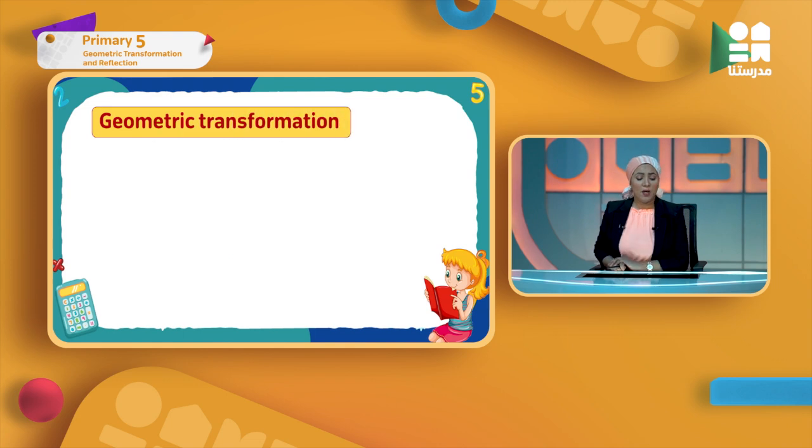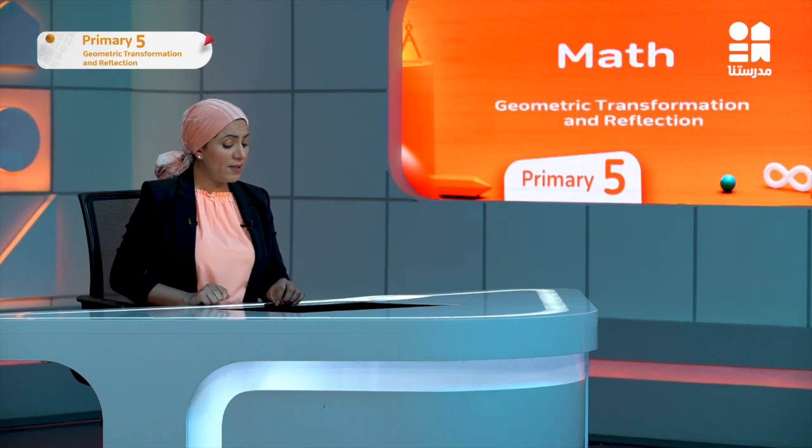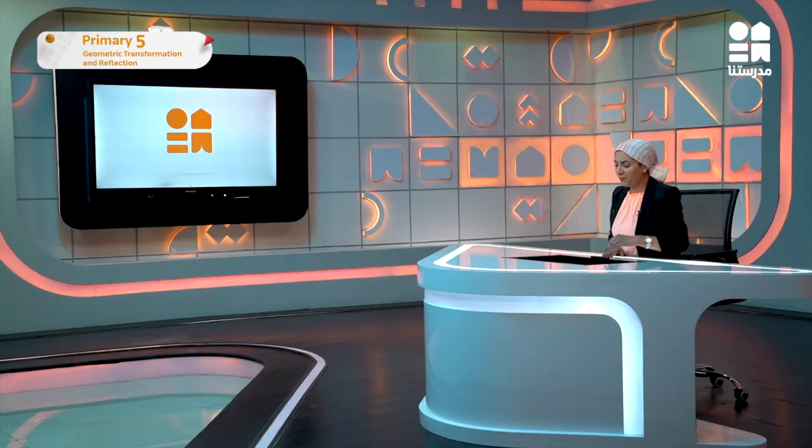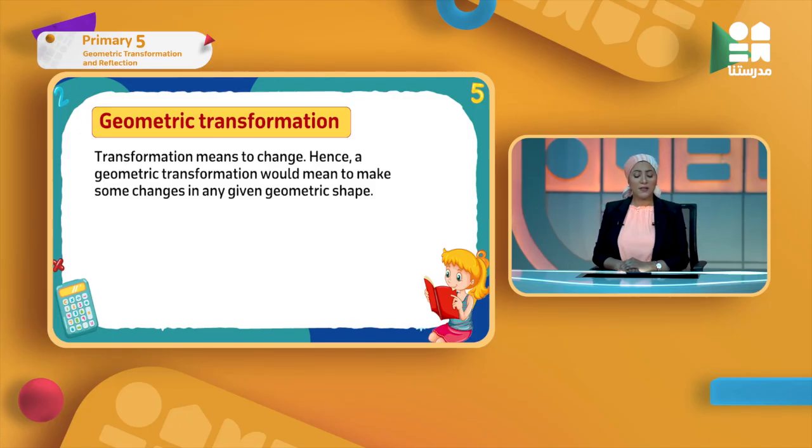Okay, now the geometric transformation. We will take a new idea. It is called geometric transformation, which means a change that happens to existing shapes. This can happen by three means. So let's see what this part is talking about. Transformation means to change. Hence, a geometric transformation would mean to make some changes in any given geometric shape.